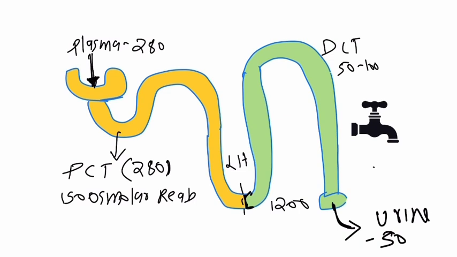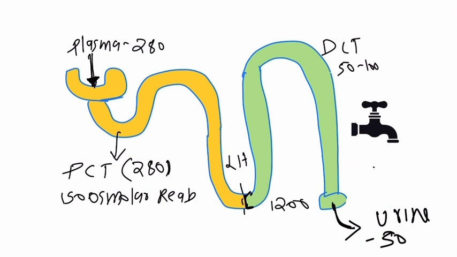This picture shows the nephron. We can see the osmolality of plasma is 285 to 295 milliosmol, and this is filtered by the glomerular capillaries, and the filtrate has the same osmolality. In the PCT, that is the proximal convoluted tubule, isoosmolar reabsorption occurs, so there is no change in the osmolality. But there is water absorption in the descending limb of the loop of Henle, resulting in high osmolarity at the tip of the loop of Henle, that is 1200 milliosmol.